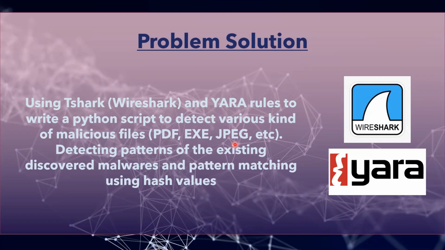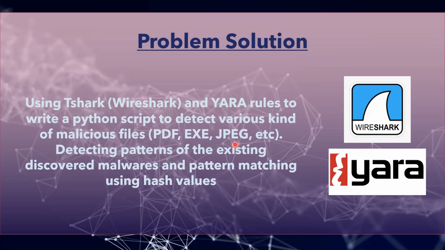JPEG file. So what YARA rules do is that it is a pattern matching technique which tries to find a pattern of any existing virus or the malware files that have been discovered so far and tries to look for that pattern within any particular file. And if there is a match, then that file is indicated as a potential malware or a virus.